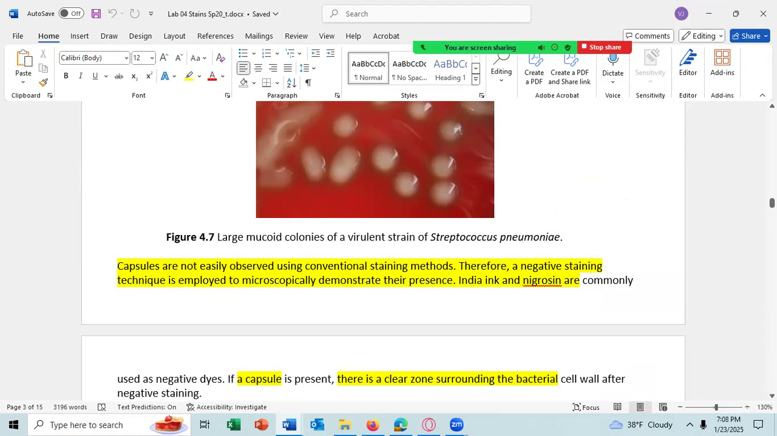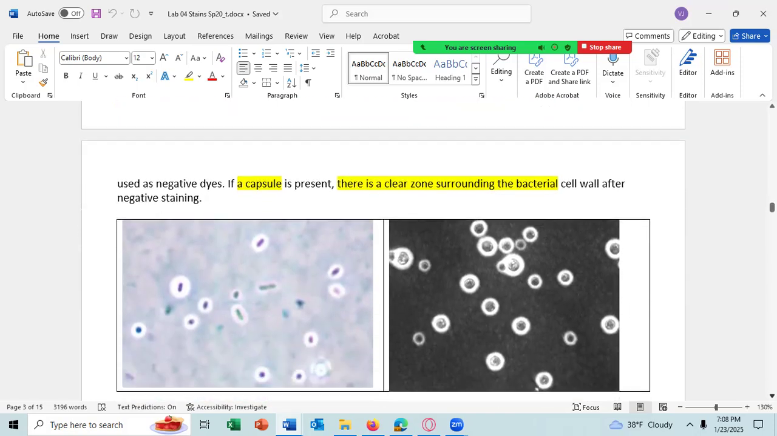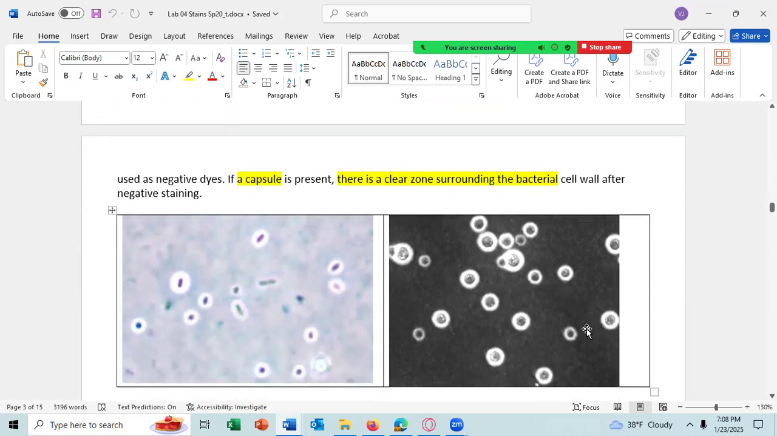Stain often uses India ink or nigrosin, although it could use any acidic dye, but usually nigrosin or India ink. And you just let the cell sit in the capsule stain, meaning this procedure has no wash step, so you're not going to wash off the capsule. The same with this procedure.